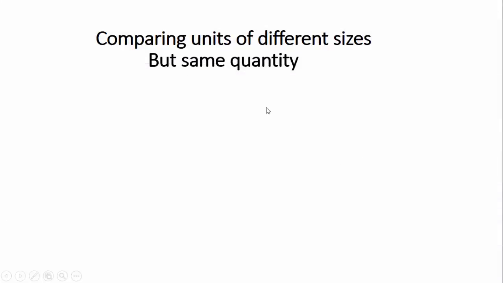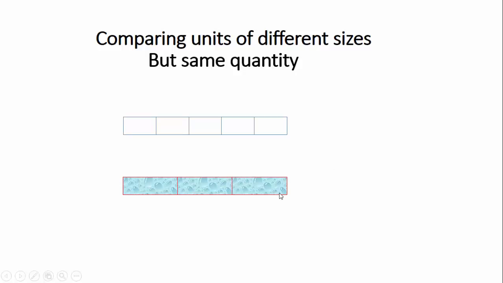We are going to see comparing units of different sizes, but the quantity remains the same. So what do we mean by that? Let's say the number of stickers James has is given by this model. It is grouped into 5 units. Each is 1 unit. 1, 2, 3, 4, 5 units. And let's say Mary, somebody else, also has the same number of stickers, but she has grouped it into 3 units here.